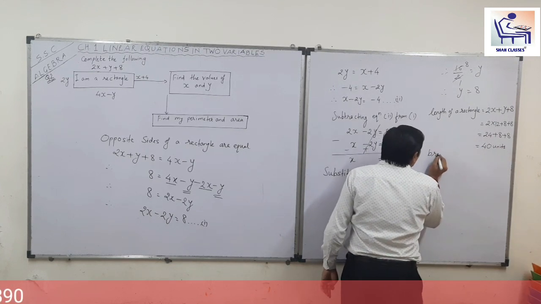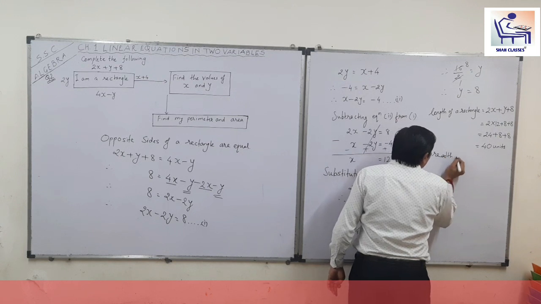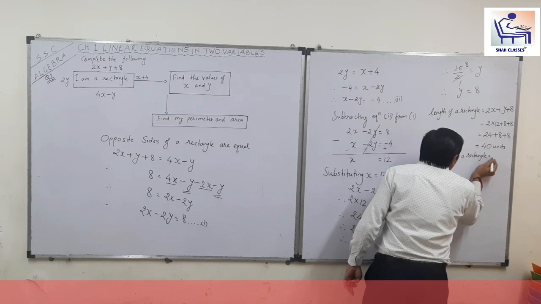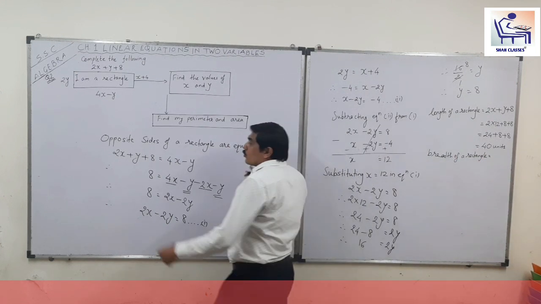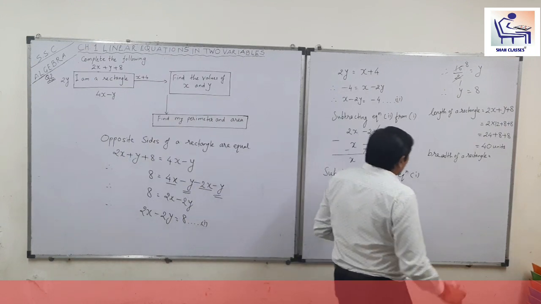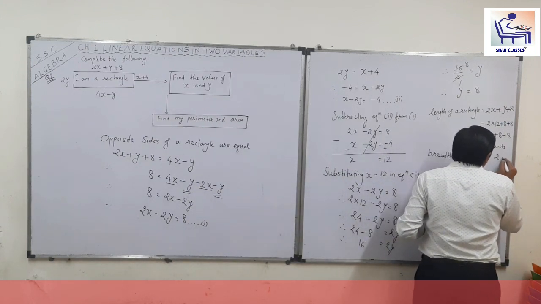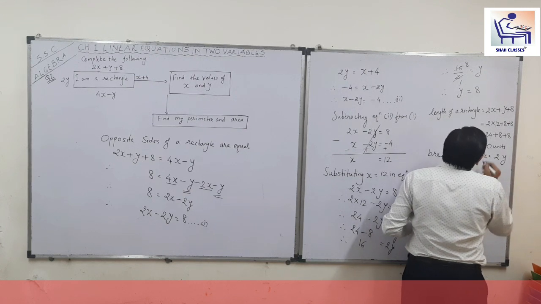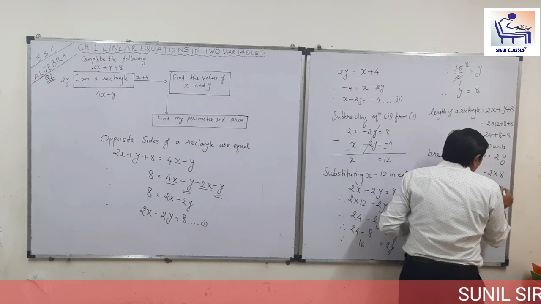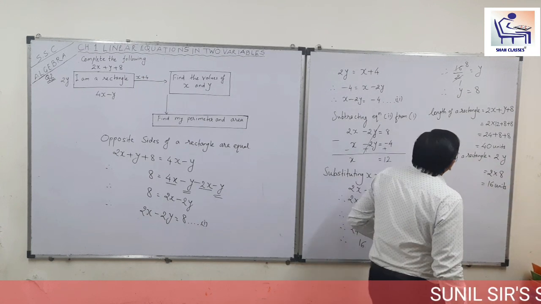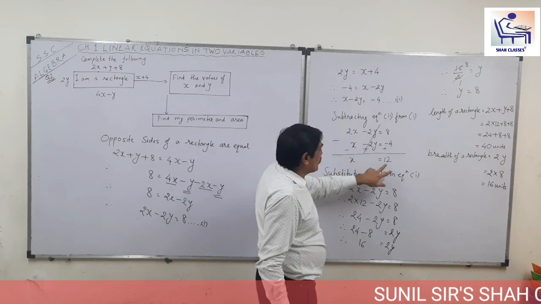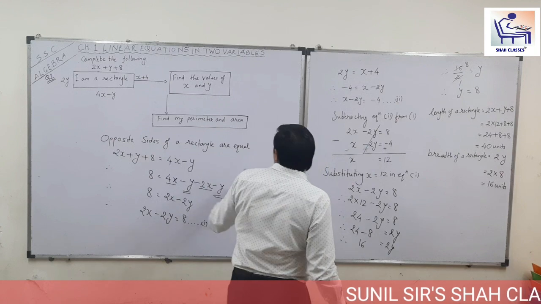And now we want to find out the breadth of the rectangle, which is given as 2y, or you can say x plus 4, any one of them. So I will take 2y. So 2 into y, that is 8, is 16 units. Now, if you want, you can check it with x plus 4 also. What is the value of x? 12. So 12 plus 4 is also 16.